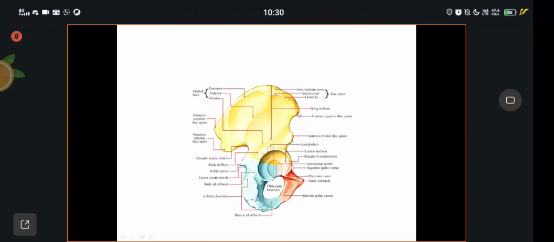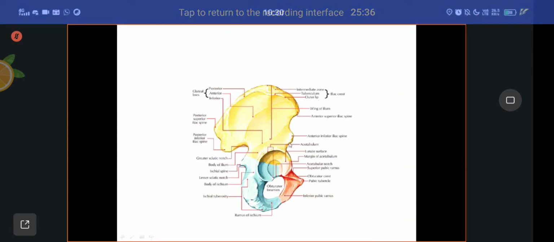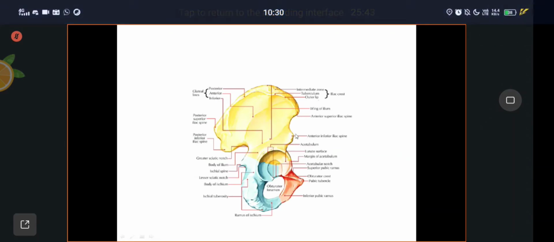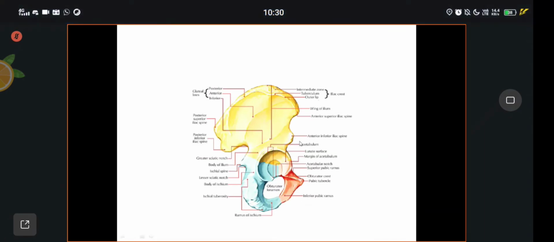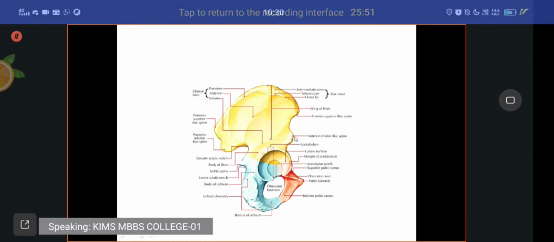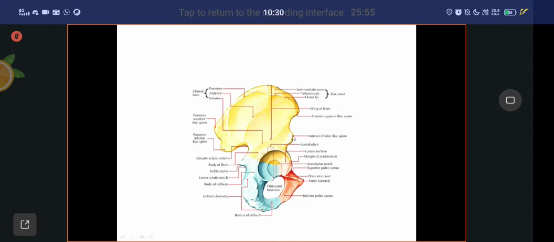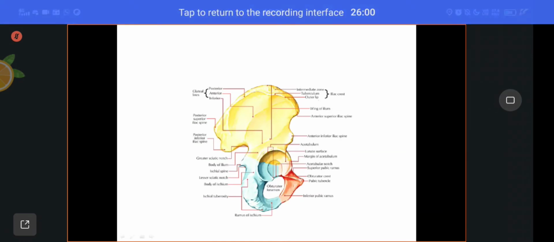This is all about the anterior border. The anterior inferior iliac spine gives attachment to a strong ligament, the ligament of Bigelow or the iliofemoral ligament, and also to a muscle. What is that muscle called? The straight head of rectus femoris.